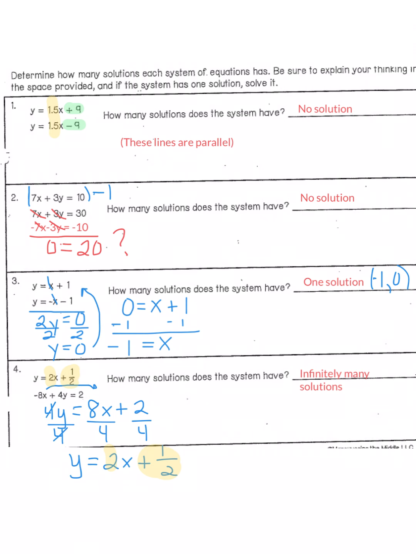Now you're going to try the back of this page and the next page. Do your best. Remember, go back and look. If they have the same slope and different y-intercepts, then they have no solution. If they have the exact same slope and the exact same y-intercept, they have infinitely many solutions. So complete the back and the next page, do your best, and we will go over it in class tomorrow.